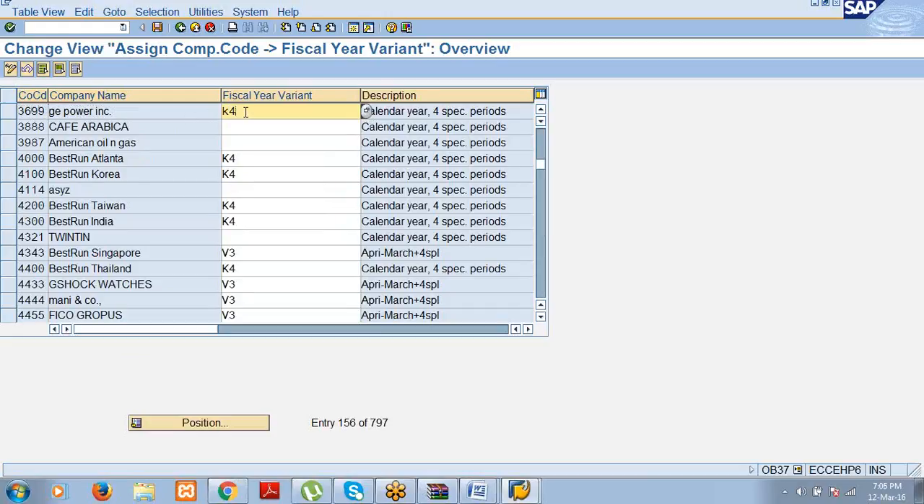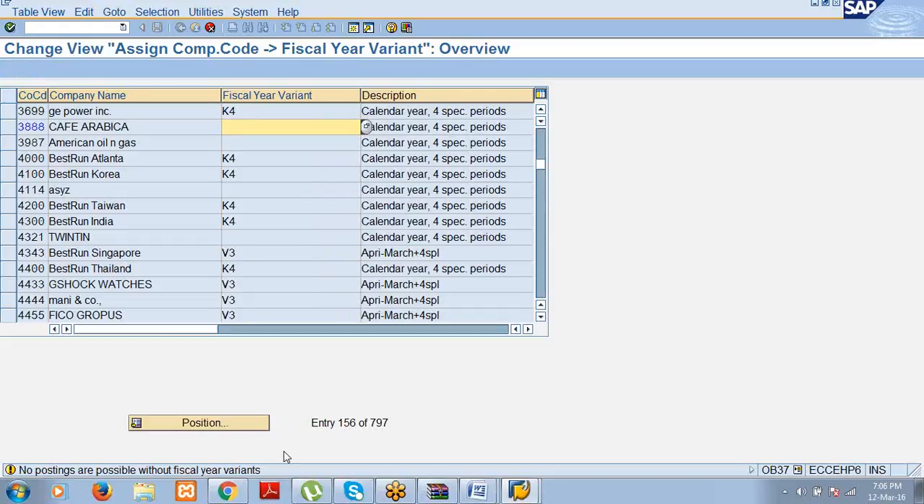Fiscal year variant is K4. Click on save. This is called a warning message. Look at the warning message on the status bar: no postings are possible without fiscal year variant.